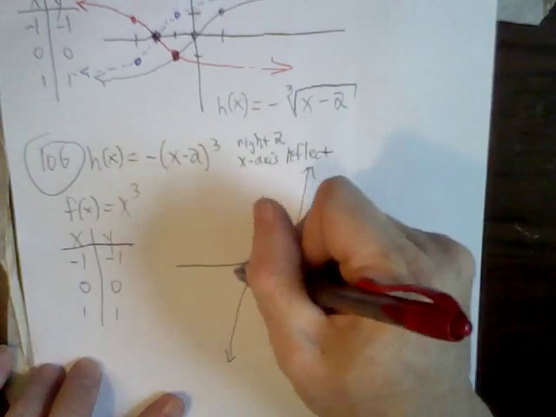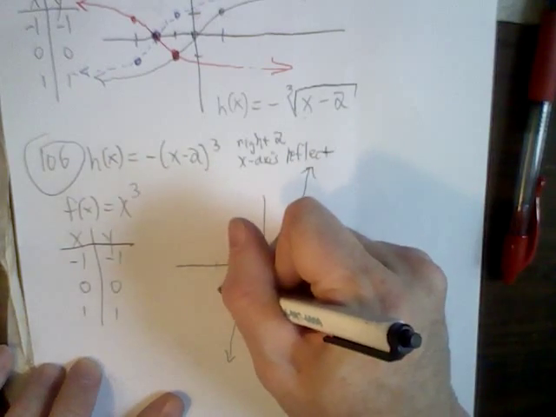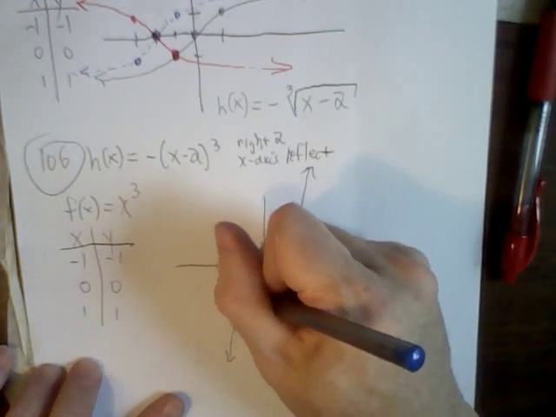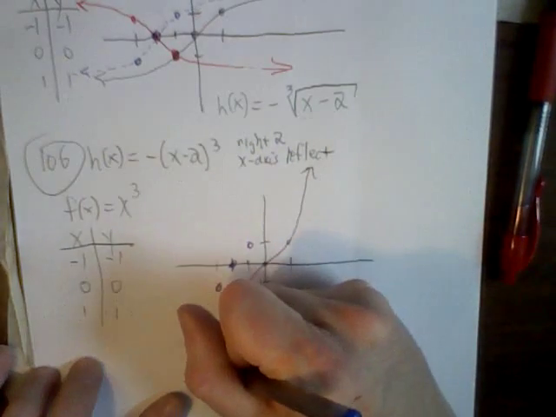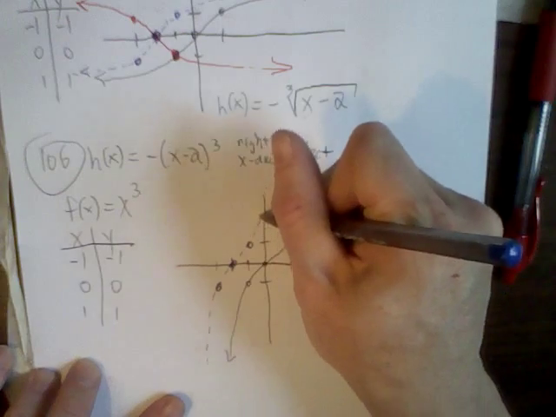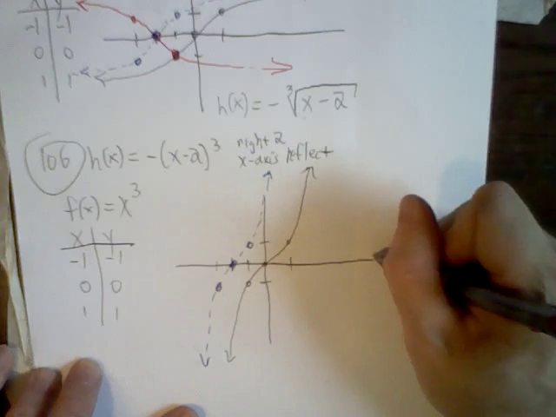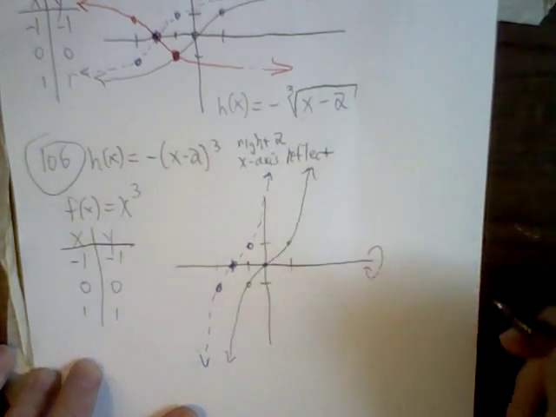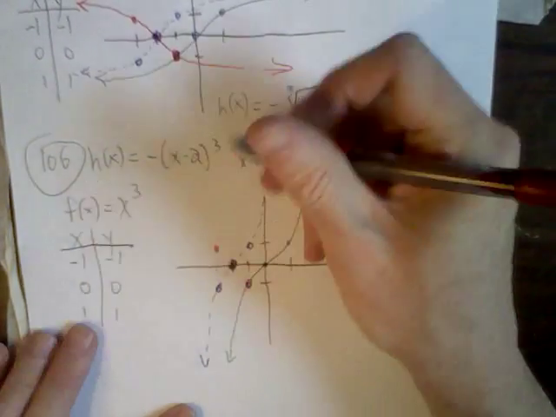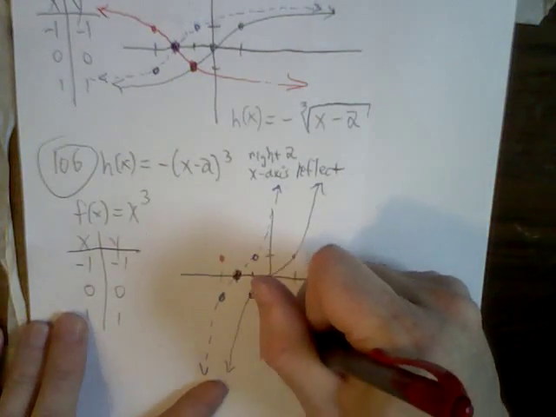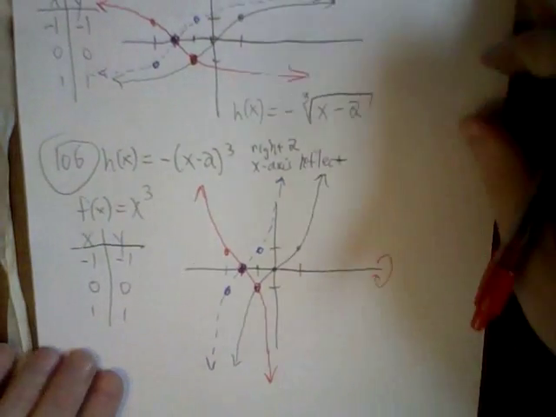Okay, so let's see. First we go right 2. So I'm going to have to put 2 more points in here. Do this in blue. 1, 2, and then 1, 2. So our next graph looks like this. And then we want to do an x-axis reflection. Okay. So this guy is going to go here, this guy stays in the same place, and this guy goes here. Okay, so at the end of the day, we have this guy as our graph. Okay, that's about it.